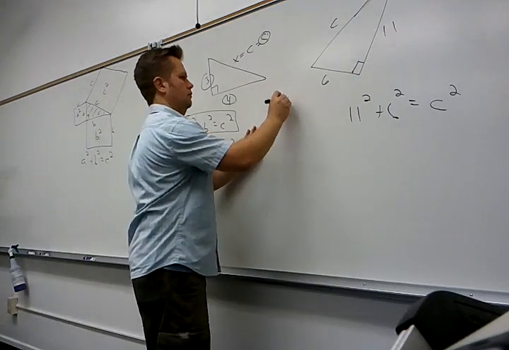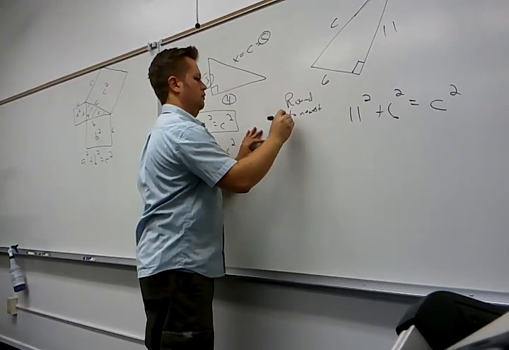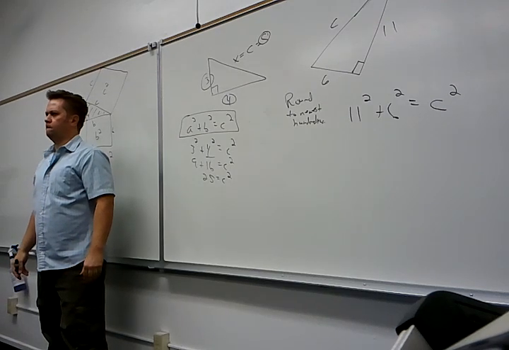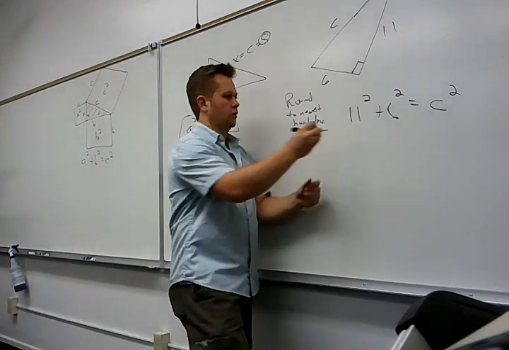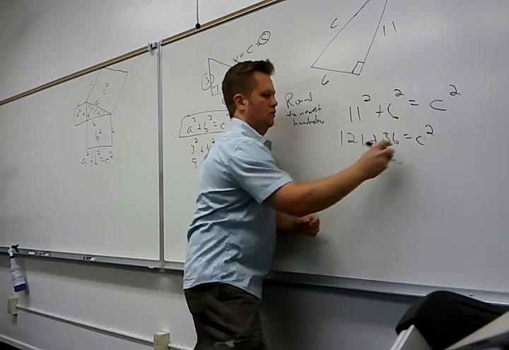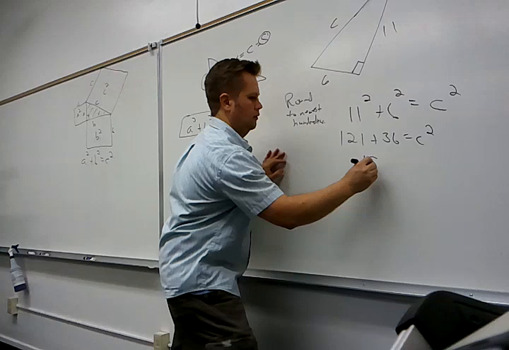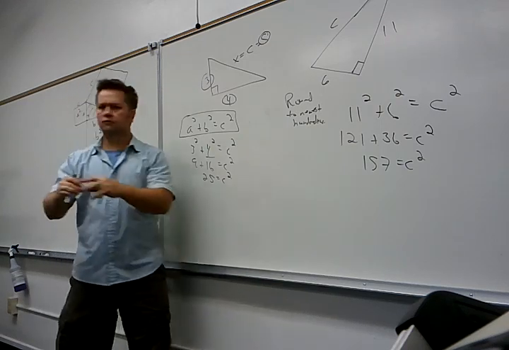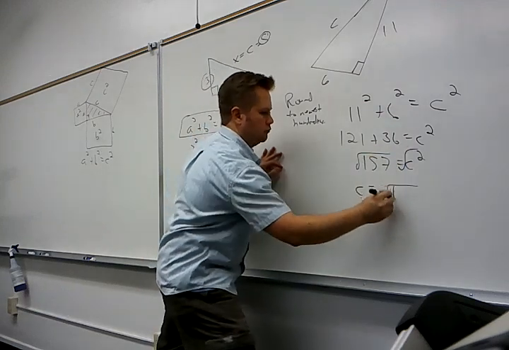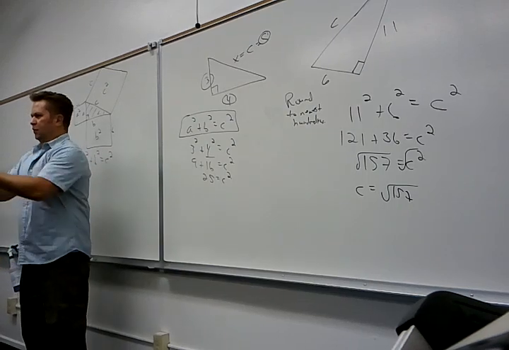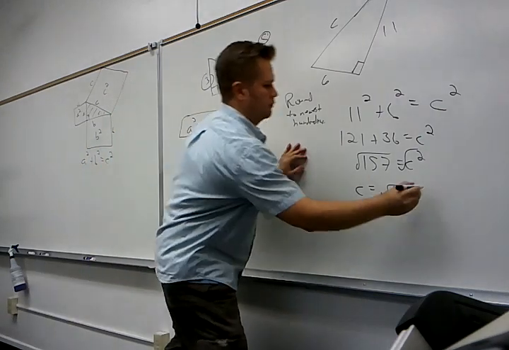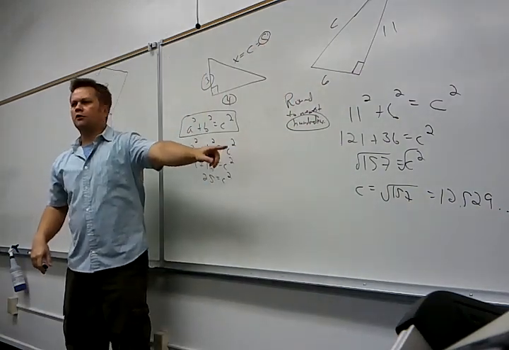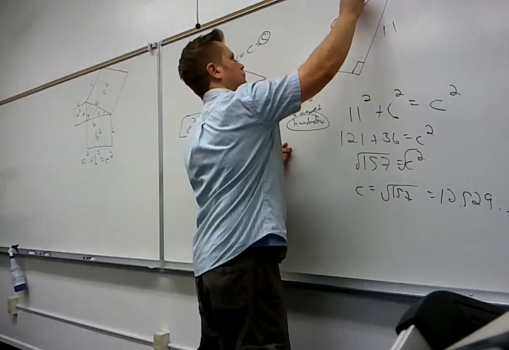So I have to tell you, round to the nearest hundredth. So what do you get? 11 squared is 121. 6 squared is 36. 121 plus 36 is 157. If C squared is 157, C must be the square root of 157. It must be the opposite. So an ugly number. But if you do that in your calculator, what do you get? 12.529640686. So round to the nearest hundredth spot, 12.53. Cool.